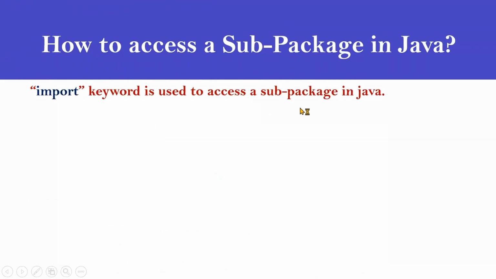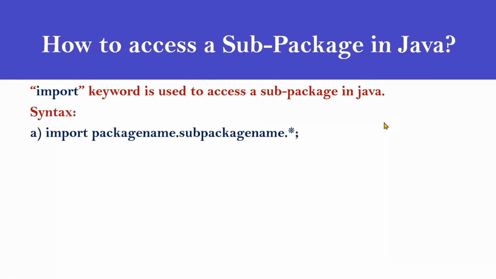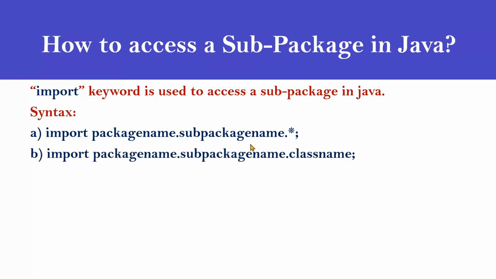Now, how to access a subpackage in Java? The same import keyword is used for accessing a subpackage. Syntax: import the main package name dot subpackage name dot star. When you write star, it implies that you are taking the classes and interfaces from this subpackage only. For the second form, if you want only one class available in the subpackage, you can write main package name dot subpackage name dot the class name, only a single class. Then you can also write the fully qualified class name when you don't want to import.